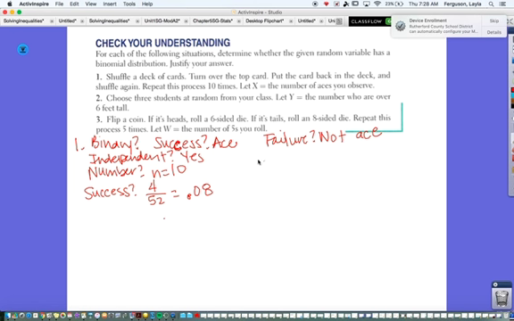So we can say that yes, this is a binomial setting. And what we know about that binomial setting is that n is equal to 10 and that the probability is equal to 4 out of 52, or you could also say 0.08.